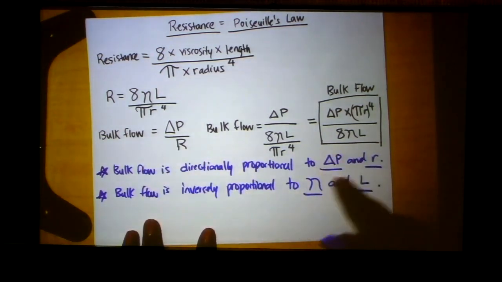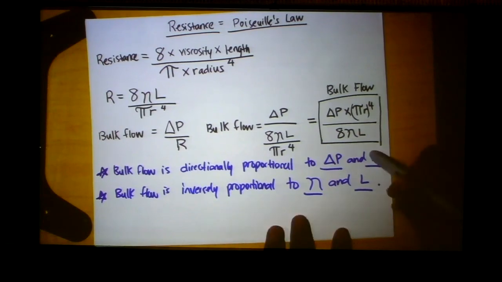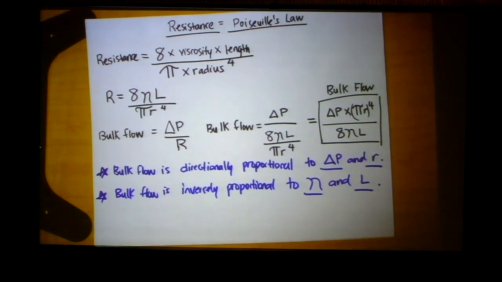Let's look at these directionally proportional relationships. So as we increase the pressure gradient, we're gonna have more flow, and that makes sense, right? We have a bigger force. If we have a bigger differential, we have a bigger force, and that's a bigger driving force that moves blood from one area to the other. Likewise, which we mentioned before, if we have a bigger radius, we have a bigger vessel, we have a bigger flow, okay?